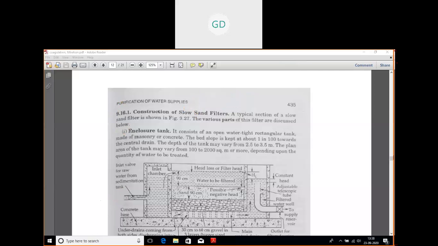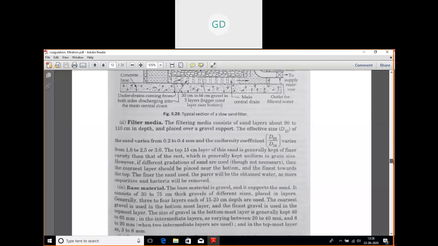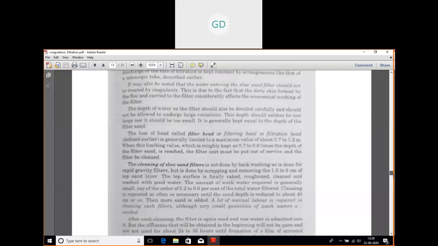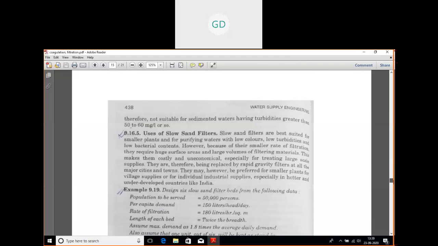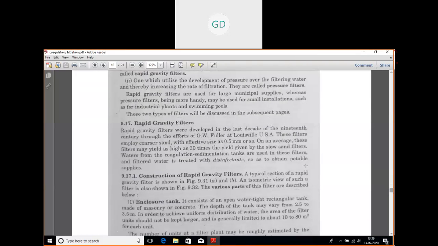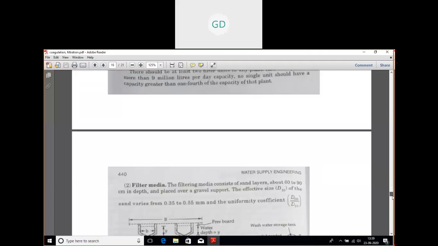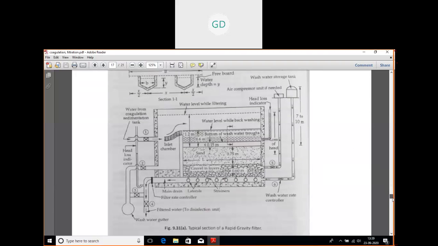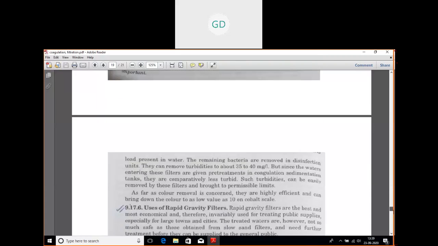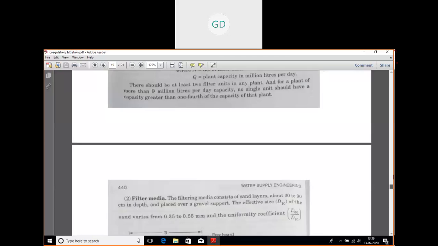Yes, so you write all these things: filter media, base material, inlet and outlet arrangements. Then again, write down the constructional details of rapid gravity filters also. Similarly, here is also one diagram of the rapid gravity filter. You draw it nicely and you write down the constructional details.